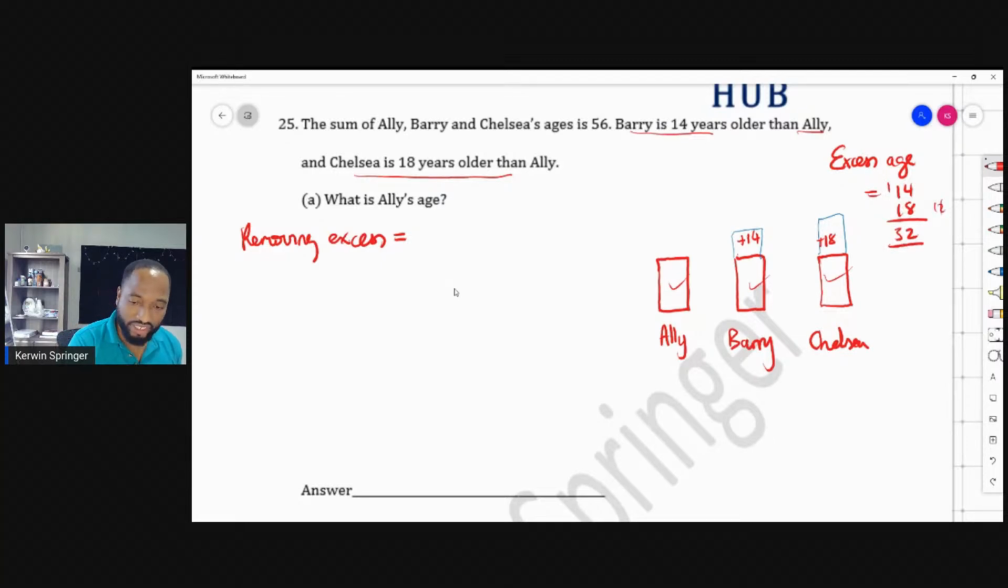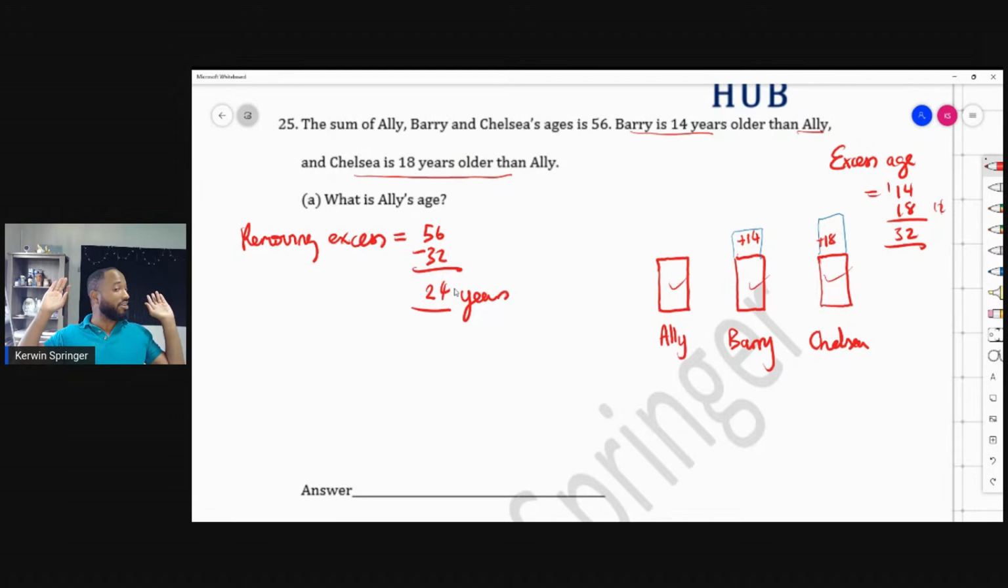32. So removing the 32 extra years here, it will be 56 minus 32: 2 from the 6 is 4, 3 from the 5 is 2, so 24 years between the three. You all understand it?